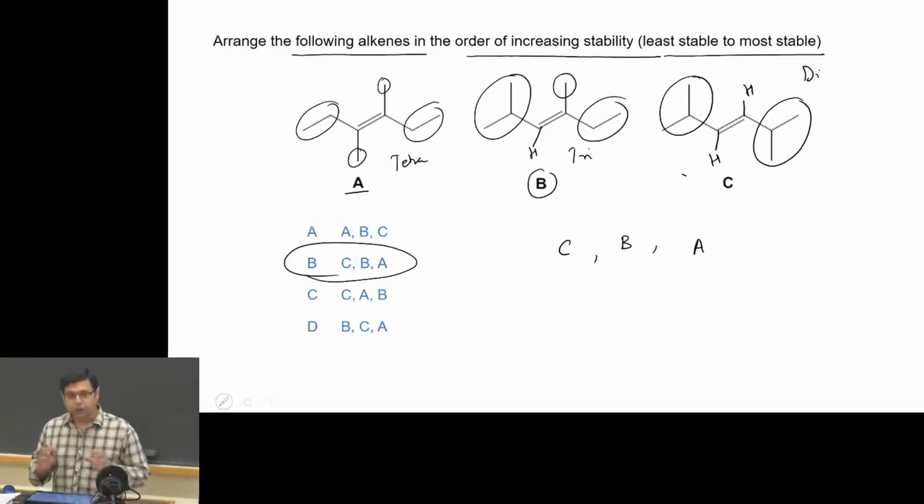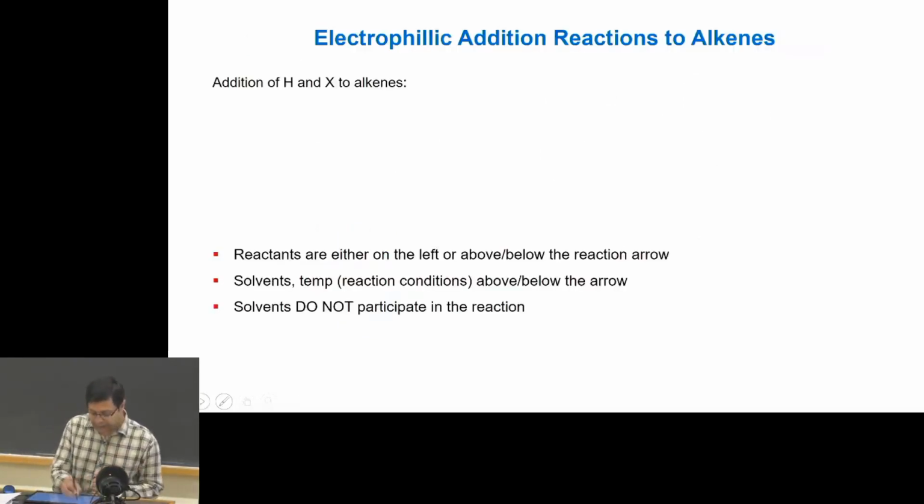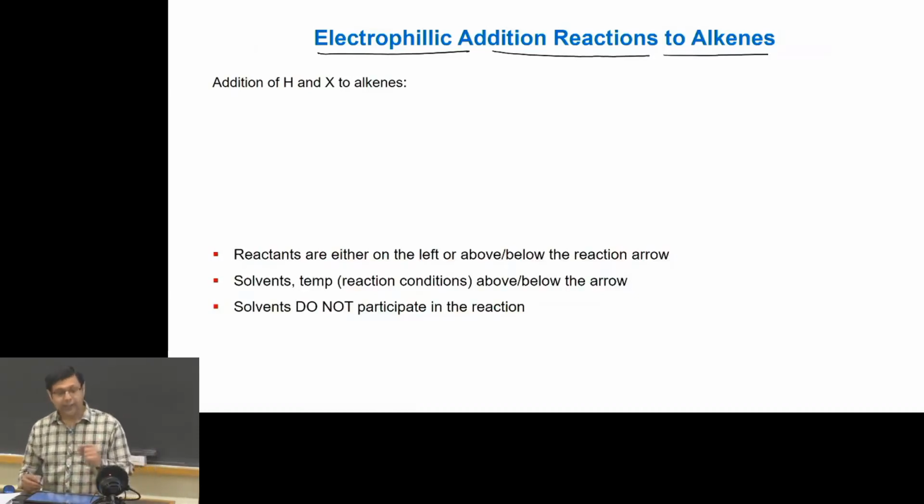Right. So as you can see, questions like these are very straightforward. Anytime you're asked a question on alkene stability, always look at the substitution pattern. More the number of R groups, more is the stability of the alkene. Alright. So that finishes alkene stability. The last part of this chapter is electrophilic addition reactions to alkenes. Alkenes undergo electrophilic addition reactions. Right? We'll understand what that statement means in a minute, but let's begin by taking a look at a reaction.